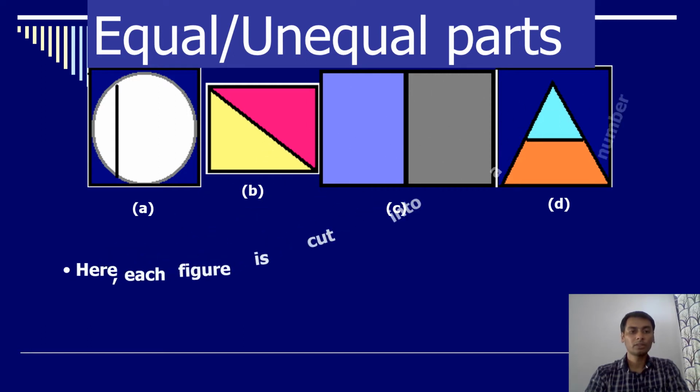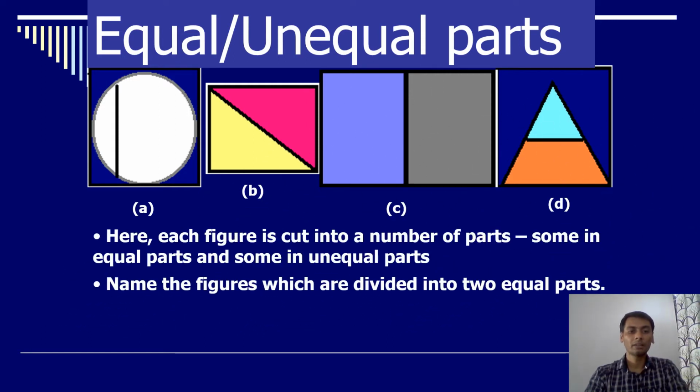So here are four pictures A, B, C, D, and each figure is cut into a number of parts. That means there are two parts in each figure, and some are equal and some are unequal parts. So name the figure which is divided into two equal parts. You have to write the name of the figure which is divided into equal parts.